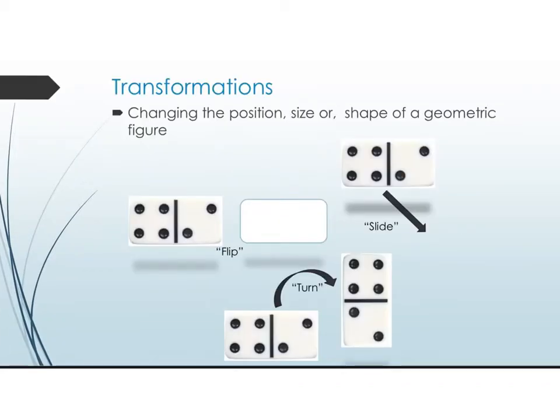As far as our transformations go, a transformation changes the position, size, or shape of a geometric figure. And I've given you three of those here. We have what we call a flip, which is really a reflection, and we'll talk about that in a little bit. A slide, right, it moves down, and the image is missing here for some odd reason. And a turn, or a rotation. There's another one called a dilation, but that's formative 3. So these are the ones we're dealing with this time.